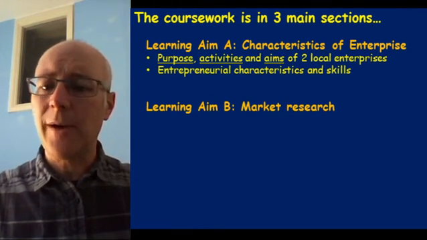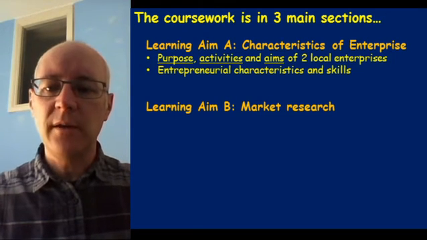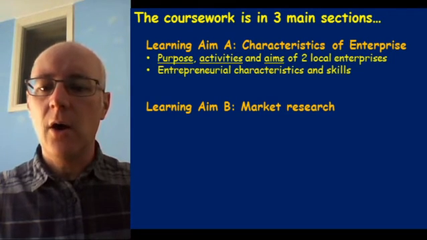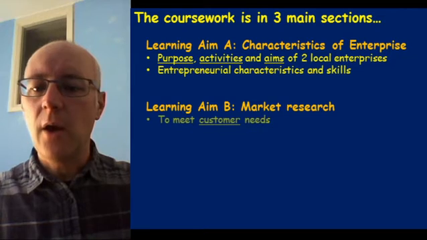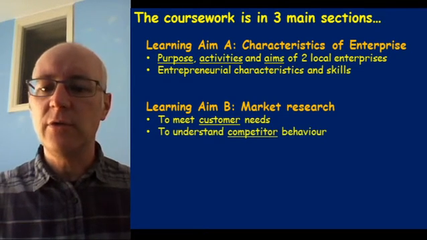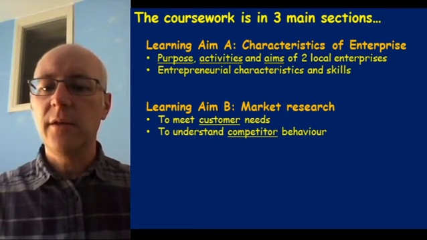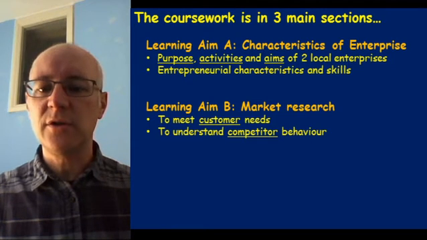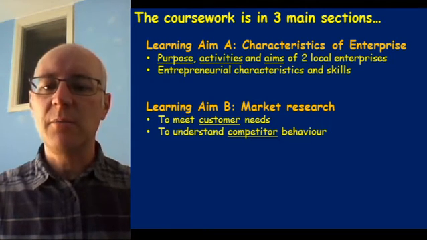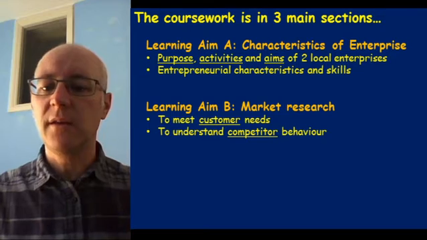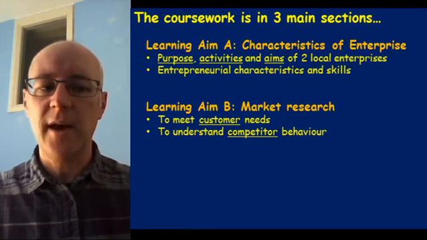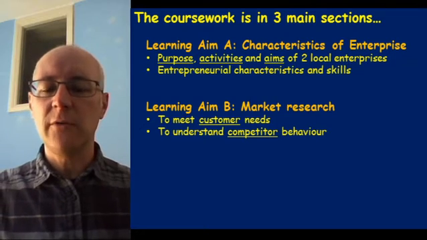But Learning Aim B is all about market research, and one of the things that we learnt from the trainer on Tuesday was that you needed to make sure you covered both of these things. So you need to look at market research that the business does in relation to making sure it meets customer needs, and market research that it does to understand competitor behaviour.